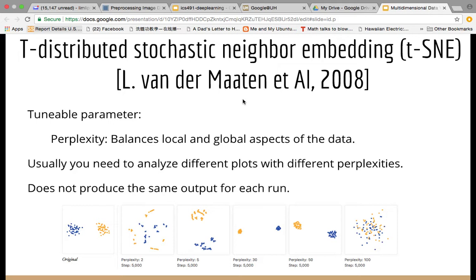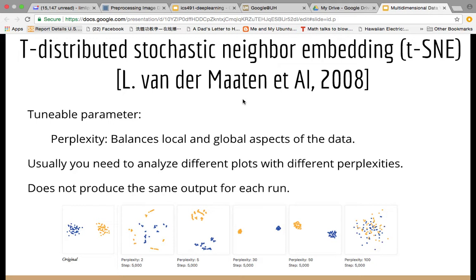So depending on when you run it, you're going to obtain different results, similar but different. And also this perplexity parameter, as you see here, changes the result a lot. So usually they tell you to plot or visualize this with different perplexities, work on it, and then decide which one seems to be more formal.